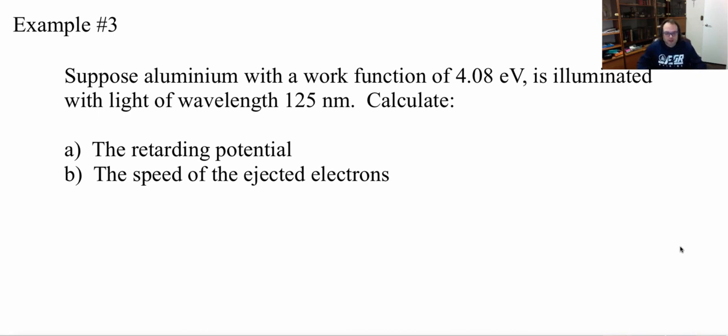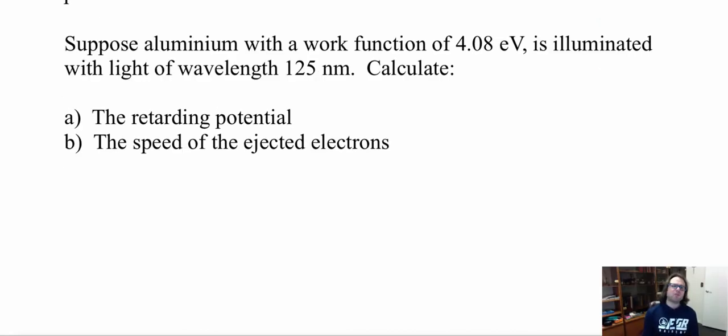Now, here is our very last question of the day. In this example, we have aluminum with a work function of 4.08 electron volts being illuminated by a wavelength of 125 nanometers. It first wants us to calculate the retarding potential and then the speed of the ejected electrons. Let's first write down what we know. I know my work function is equal to 4.08 electron volts. Now if I multiply that by 1.6 times 10 to the negative 19 joules per electron volt, that will convert this into joules, which will end up giving me 6.52 times 10 to the negative 19 joules.